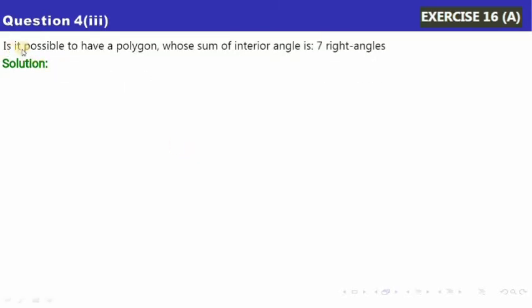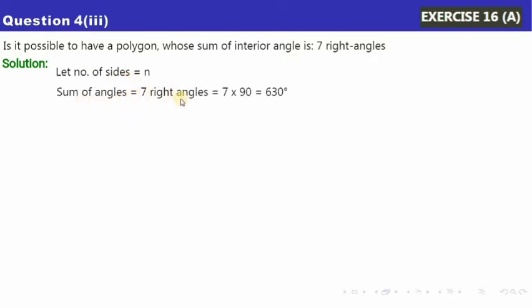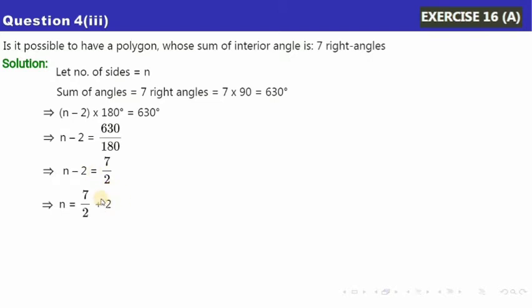Here we have the same kind of question, but the angle sum is given to be 7 right angles. Let me take the number of sides to be n. The sum of the angles is 7 right angles, which means 7 into 90, which is 630 degrees. Now you know the formula is (n minus 2) into 180 degrees. So this total angle equals 630 degrees, right? Now bring this to the denominator and do the cancellation. Here you will get 7 by 2. Bring this 2 over there, so it becomes plus 2, and when you simplify this, it becomes 11 by 2.